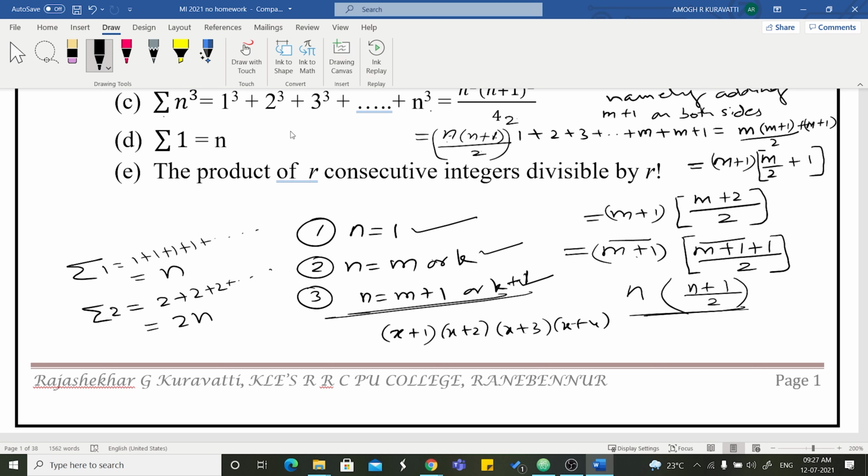The product of, in this example, 4 factors is divisible by 4 factorial. 4 factorial is equal to 4 into 3 into 2 into 1. 4 3s are 12, 12 2s are 24, which is divisible by 24.